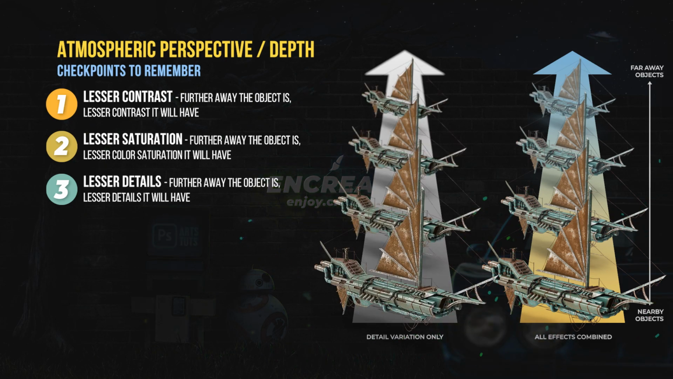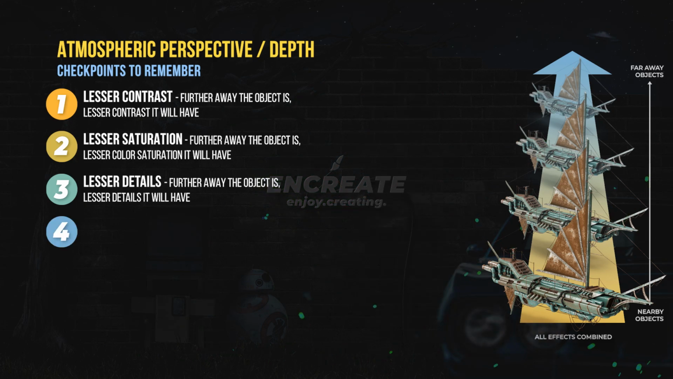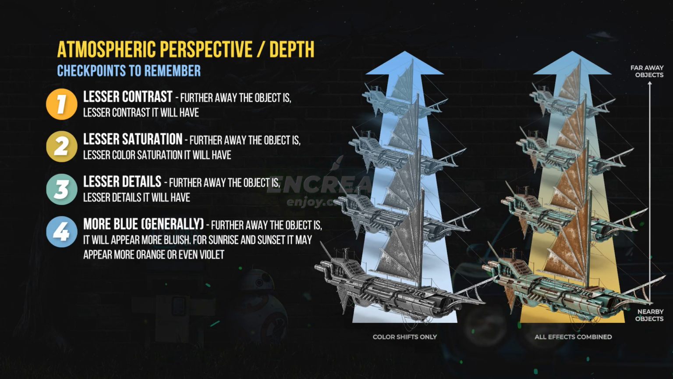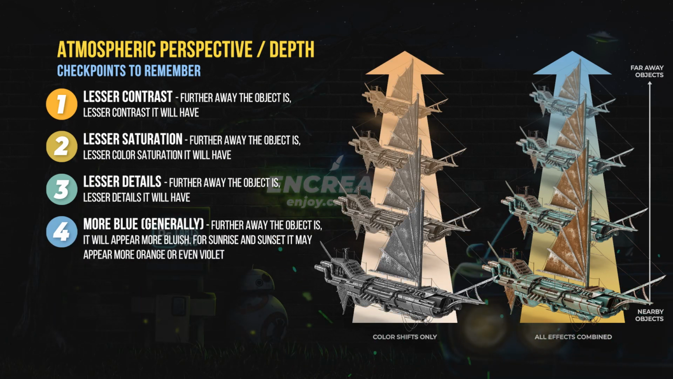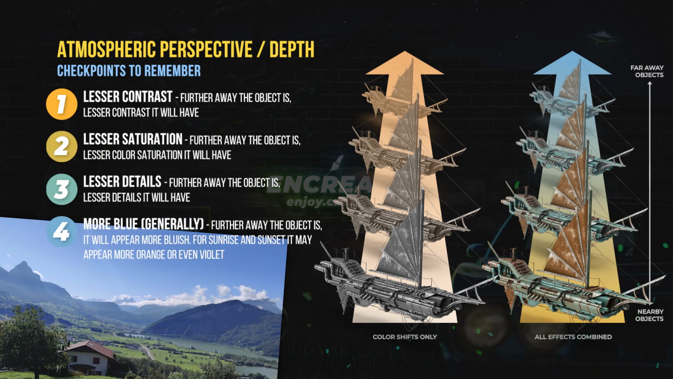Then, further away the object is, it will again have lesser details. The object in front of the viewer will be much clearer and have a better clarity, but the distant objects, again because of the haze, will have the details smudged out a bit. And finally, the further away the object is, it will look a lot bluish than the closer object. But keep in mind, during sunrise and sunset, it will look orangish instead of bluish. So keep that in mind as well. Basically, the color of the haze is more or less the same as the color of the sky. You can keep it as a rule of thumb.